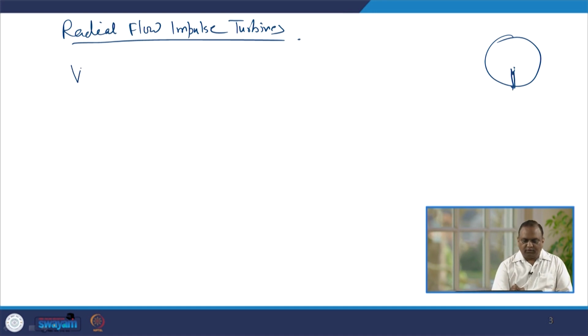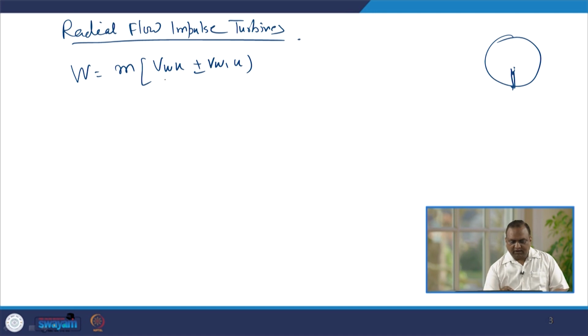Now, the work output I have already explained, it is mass flow rate multiplied by VW U plus VW1 U1. It can be negative also. So, plus minus VW1 U1. VW is the whirl component at inlet and this is VW1, the whirl component at outlet. U is the peripheral velocity at inlet, U1 is the peripheral velocity at outlet. And this is going to be equal to half mass flow rate times V squared minus V1 squared.